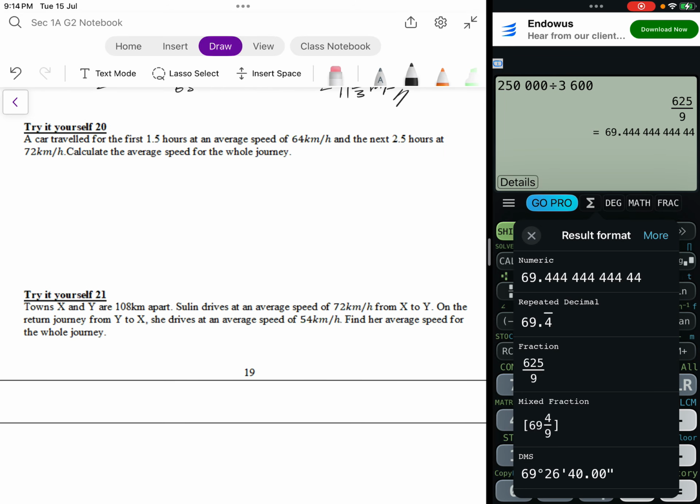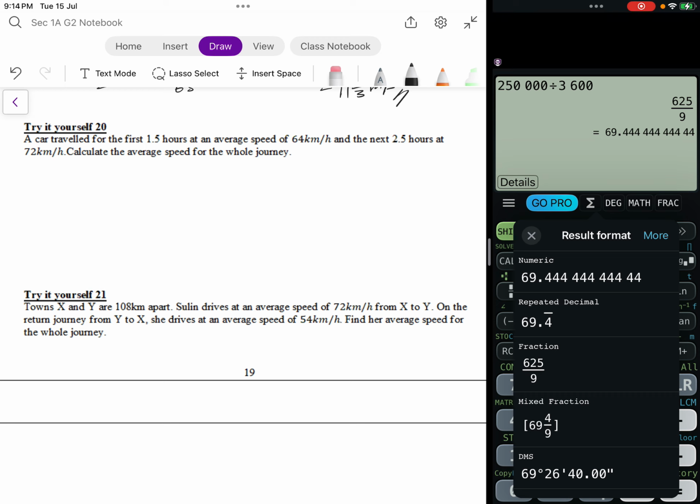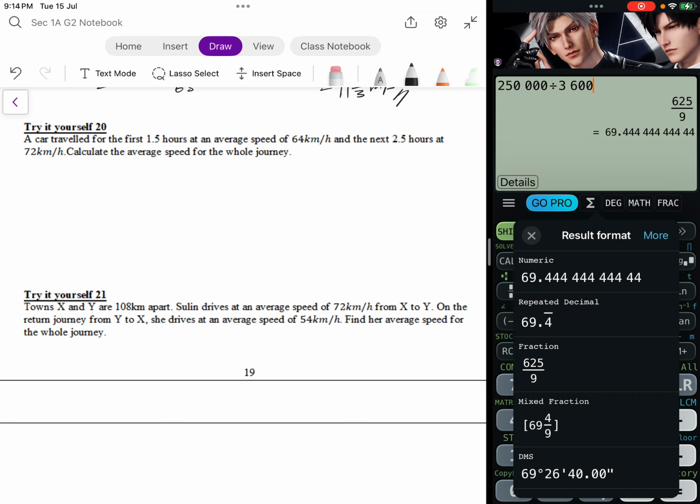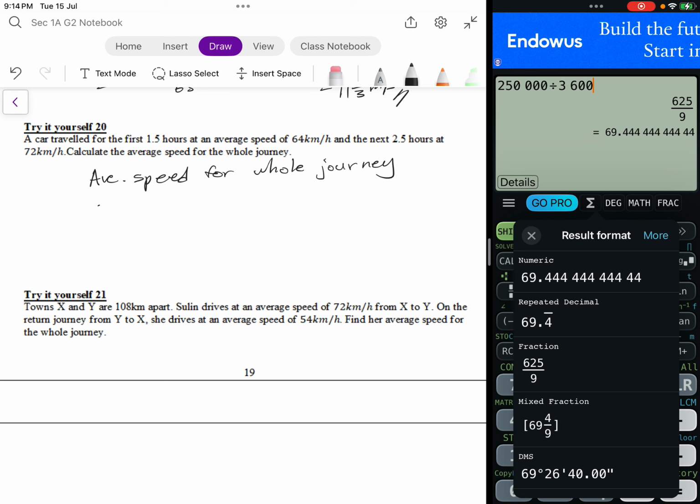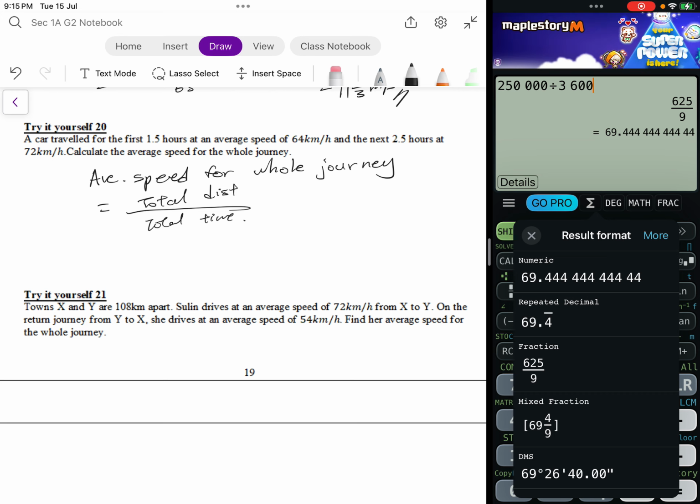A car traveled for the first 1.5 hours, average speed of 64 kilometers per hour. Find the average speed of the whole journey. Now, your average speed of the whole journey is total distance over total time. Okay, so we need to find the total distance first, right? So your total distance would be 1.5 hours.